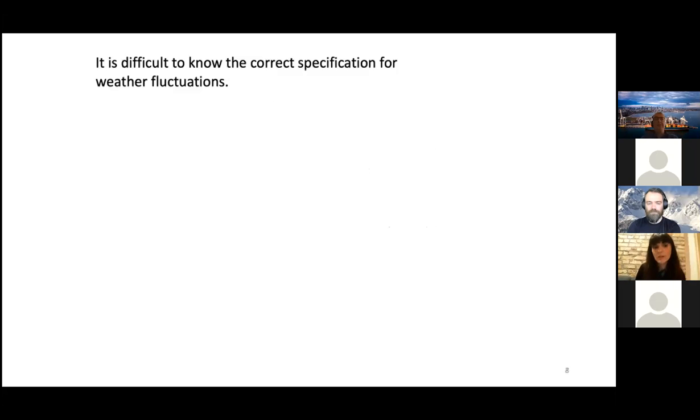So this is just one example, but this line of literature is actually filled with mixed results. Depending on how people measure weather, what communities they look at, what kind of interactions they consider, you can basically find any result that you're looking for. And the problem is we don't have guidance from theory here, right? It's difficult to know what the correct specification for weather fluctuations is, and we can think about it in many different ways.